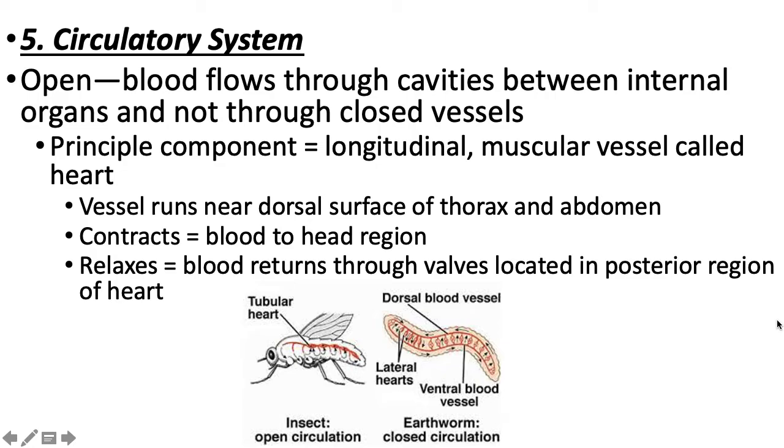Okay, another body plan characteristic is the circulatory system. It's open, okay, blood flows through cavities, not through closed vessels, and it does have a muscular vessel, somewhat of a heart that kind of works as a heart, but not necessarily. A lot of times with body plans of insects, you'll have a vessel that runs near the dorsal surface of the thorax and the abdomen, and when it contracts, blood will go to the head region, and when it relaxes, it'll go back to the posterior region of the heart. So not really a true heart, if you will, but close.